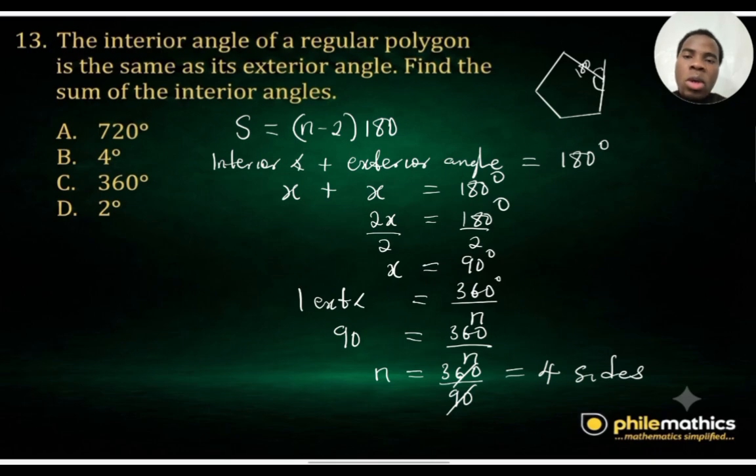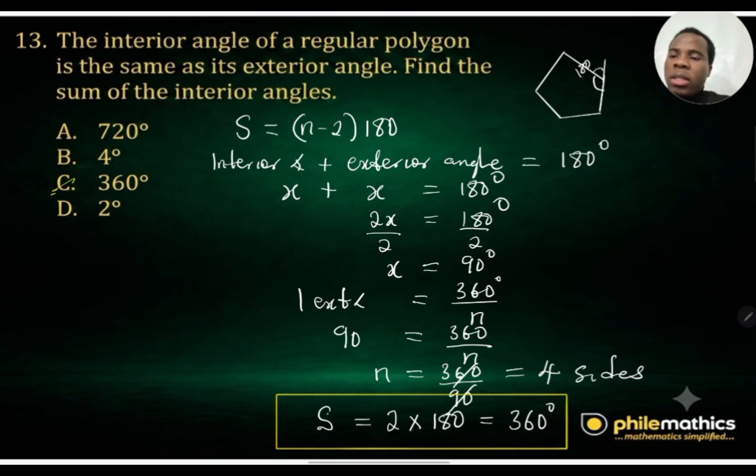Now back to our formula for finding the sum of the interior angles. Since we have gotten n as 4, it will now be (n - 2), which is 2, times 180, and this will give us 360 degrees, which leaves us with C.